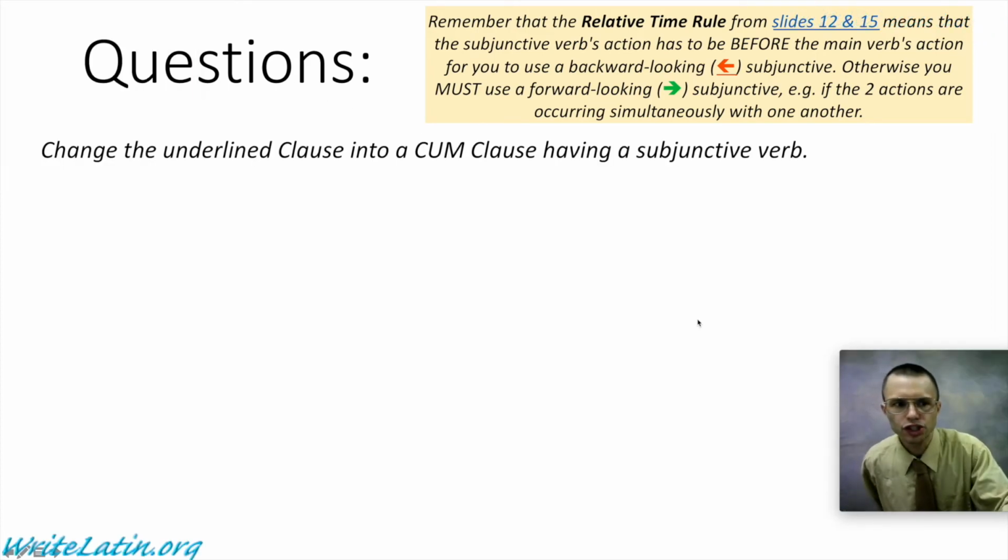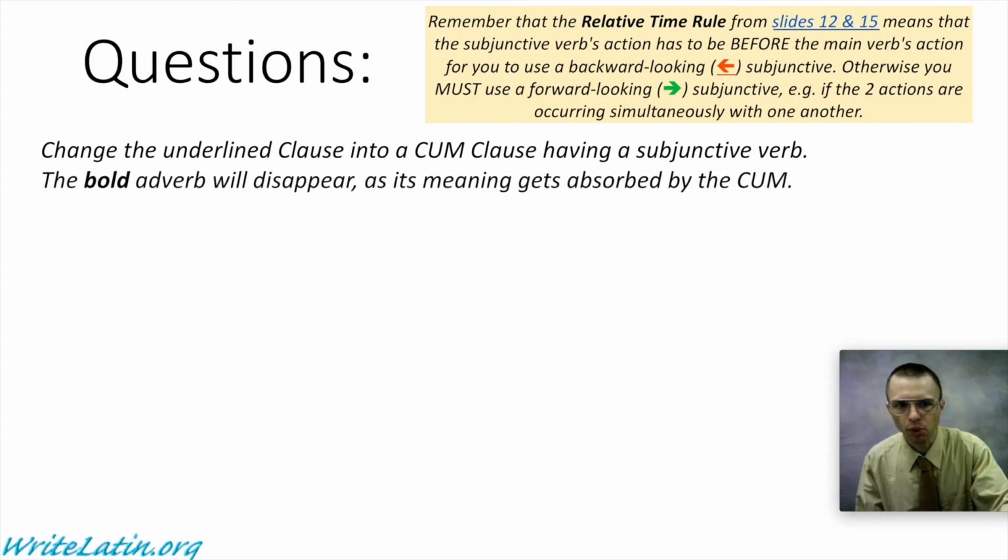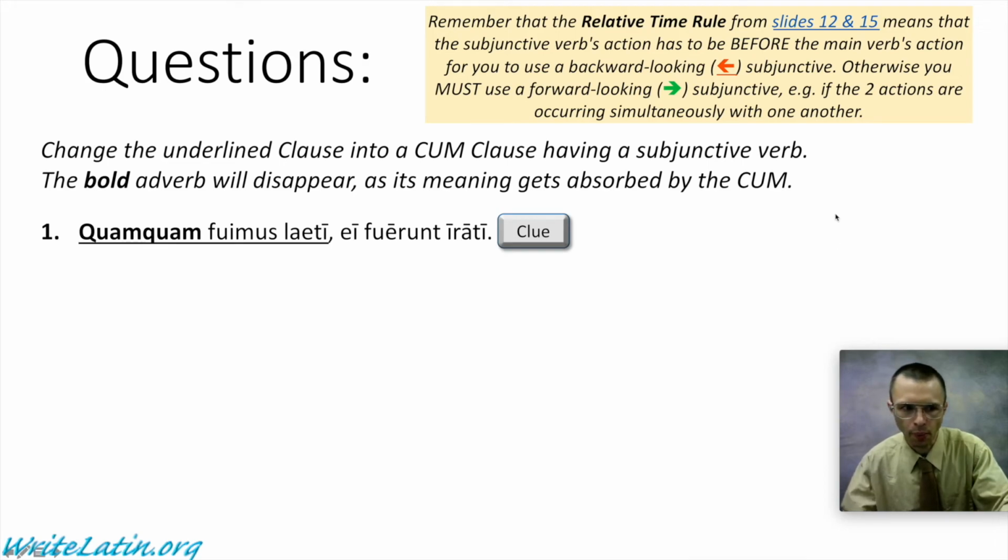All right, so change the underlined clause into a cum clause having a subjunctive verb. The bold adverb will disappear as its meaning gets absorbed by the cum. All right, so "although" is going to disappear. You're going to replace "although" with cum of some sort, and then you want to turn this whole underlined thing into a cum clause by making the verb subjunctive. Now, when you do this, you're going to think to yourself, well, which of the 4 tenses of subjunctive should I use? And look up here in the box for that.